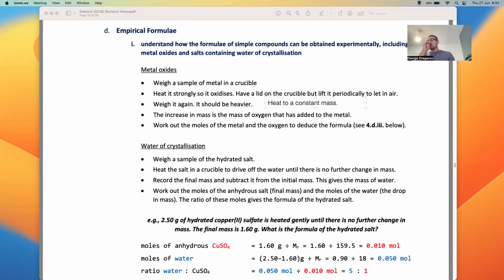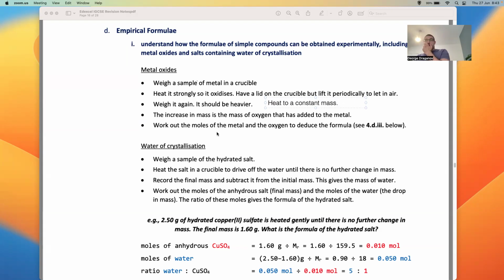That's actually quite a famous question in exams. Why do you heat to a constant mass? It's to ensure either you've done the maximum gaining of mass, or in the case of water of crystallization, you've done the maximum loss of mass by losing the water.